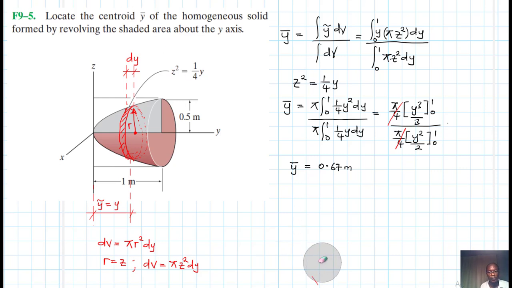All right, I think this is about it. We've calculated the value of y bar.